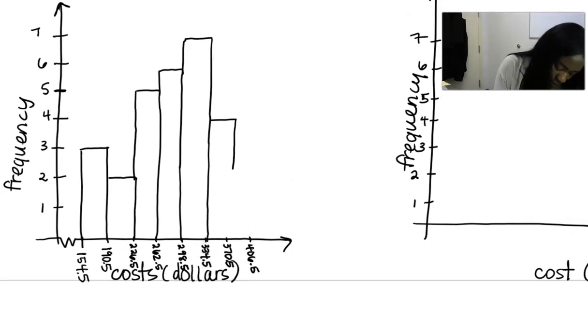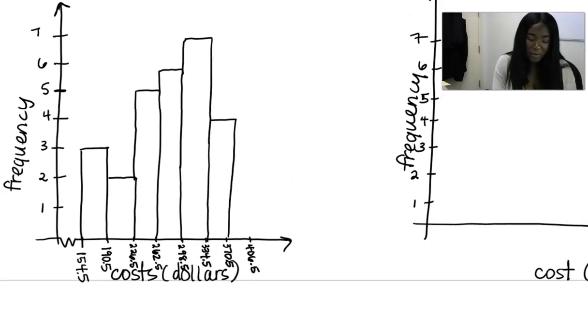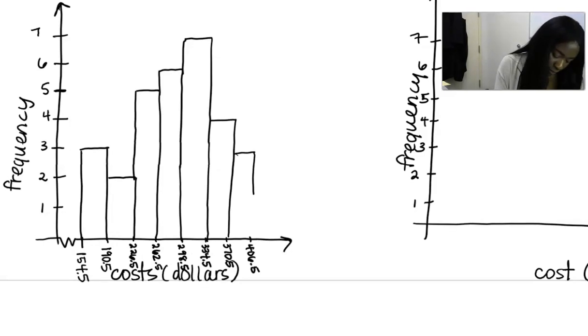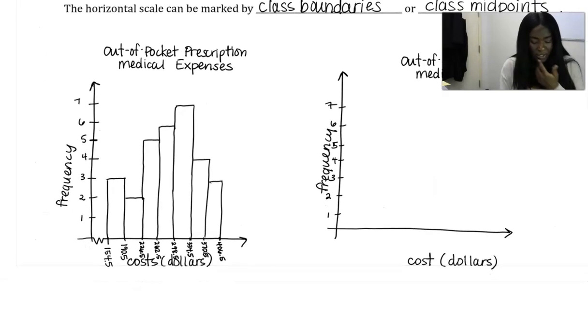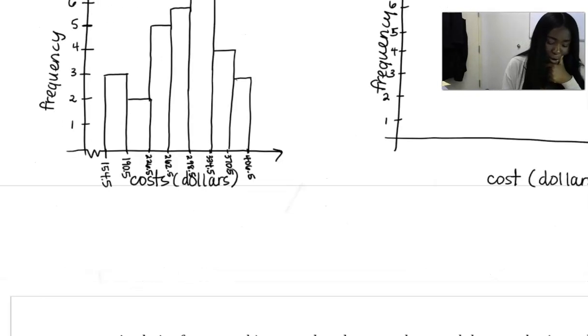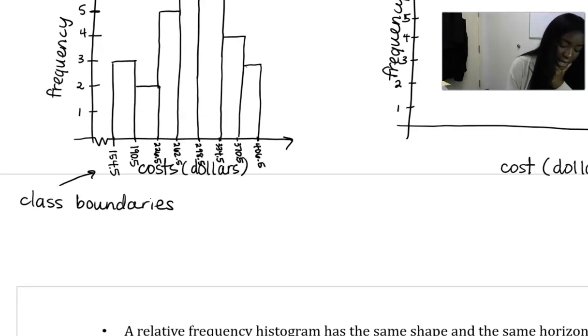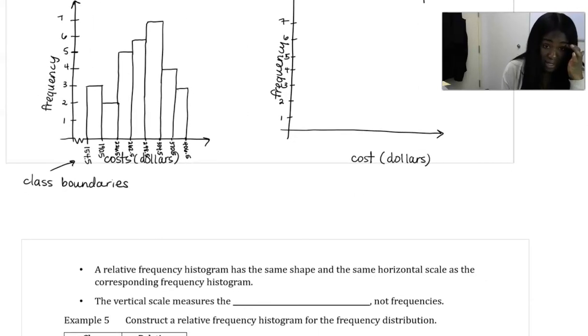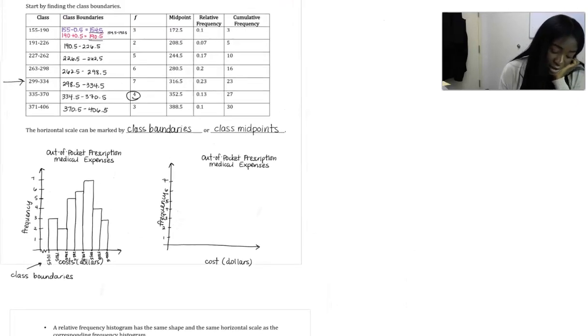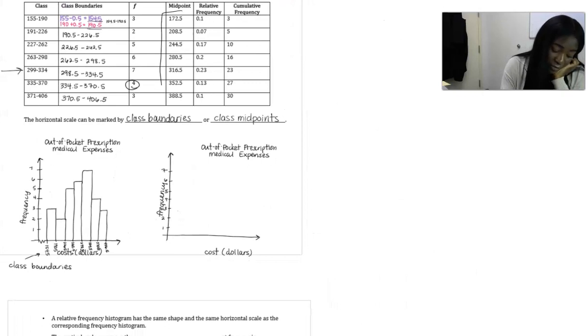So we'll draw in a bar that goes up to a height of 4, and then our final class had a frequency of 3. So this is what it looks like to do a histogram, and along this horizontal axis down here, we were using class boundaries. The alternative to using class boundaries is to use class midpoints. So we had already calculated the midpoints for these classes before.